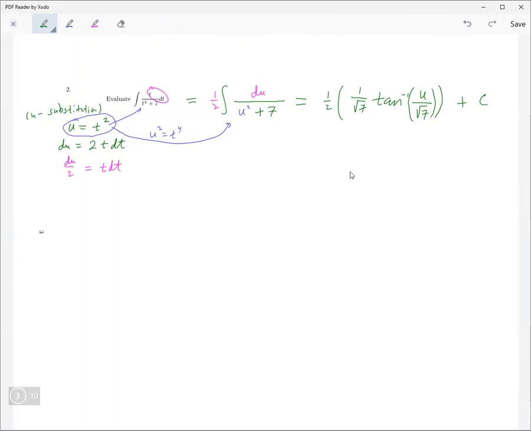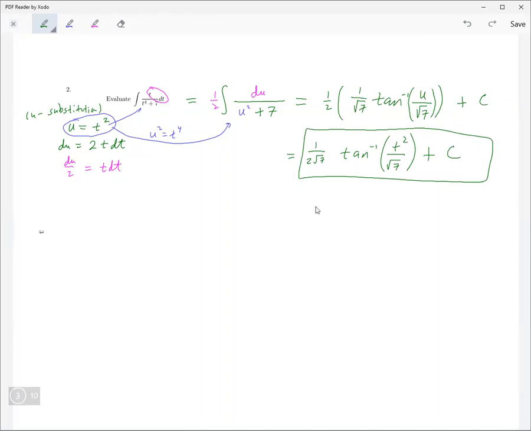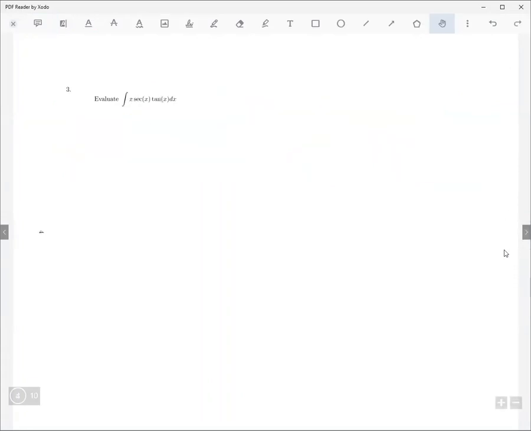So you can't leave the answer in u's. You have to put it back into the original variable t. So this is going to be 1 over 2 root 7, combining those two, inverse tangent of, and then the u is t squared. So you've got to put a t squared back in over the square root of 7 plus a constant. Okay, great. Any question about that? Okay, let's move to the next one, number 3.